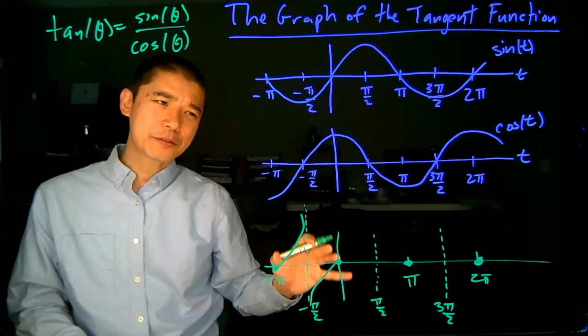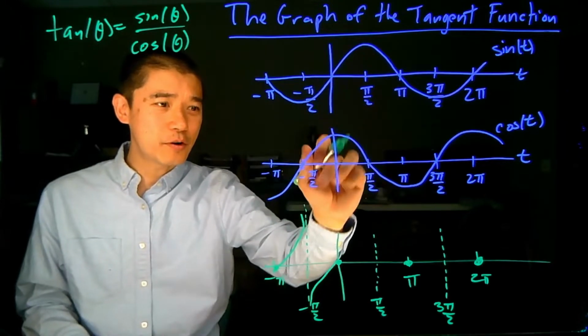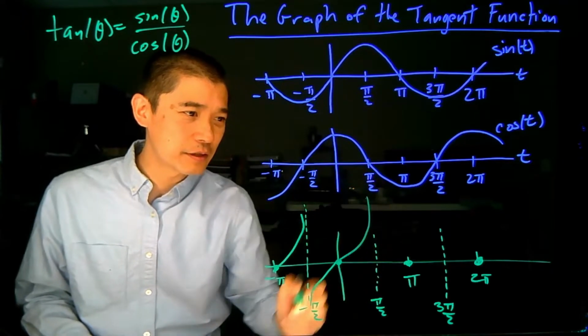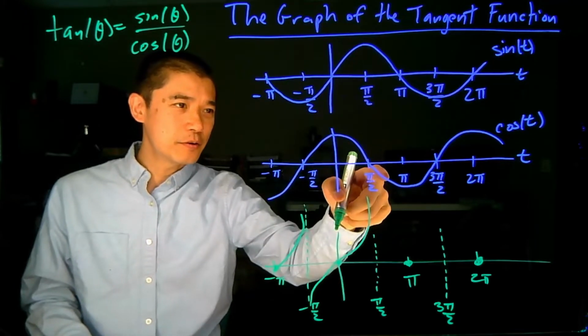And we're just going to repeat this process going to the right. Positive over positive is positive. So it's going to come up like this. Positive over negative is negative.